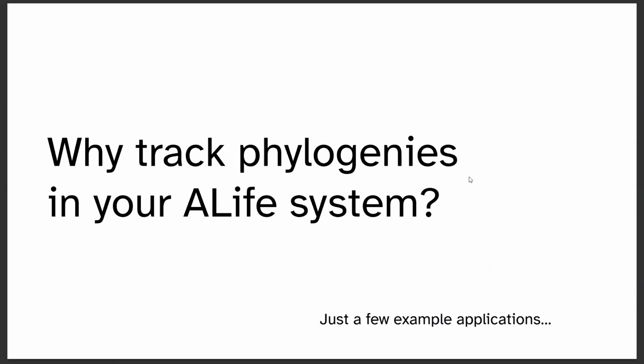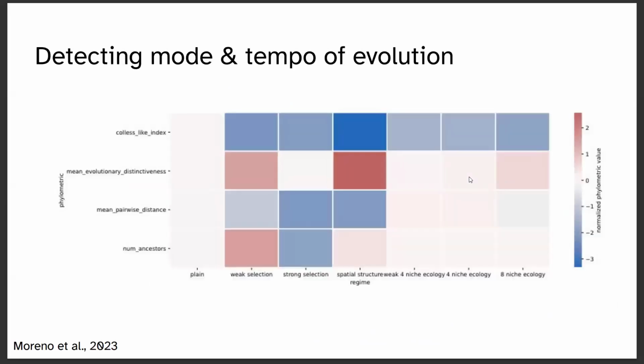So there's a bunch of different reasons why tracking phylogeny is useful for A-life and digital evolution. It's not just useful for getting an explicit record of what happened in the simulation, but we can also get more general information out of the phylogeny. We can, for example, understand information about the presence of selection pressure, spatial structure, and ecology. This diagram is from some recent work that I did with Emily, looking at how different evolutionary conditions create structure that we can measure through phylogenetic statistics.